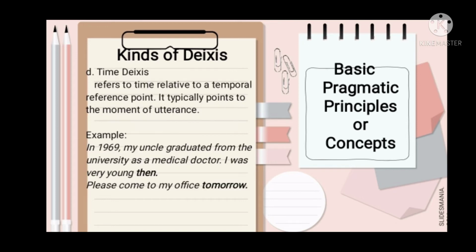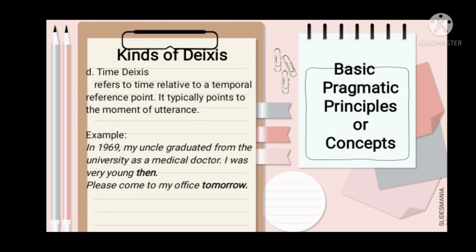Another kind of deixis is time deixis. It refers to time relative to a temporal reference point. It typically points to the moment of utterance. In this kind of deixis, it implies the immediacy of the message. Example: "In 1969, my uncle graduated from the university as a medical doctor. I was very young then." The word then is an example of a deictic word, which implies the time relative to the temporal reference point.